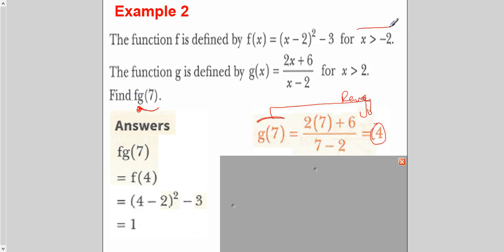Let's check. The domain of f was x greater than minus 2. And 4 comes within this category easily because 4 is greater than minus 2. So the condition is satisfied, and we will continue, right? So you solve it and you get 1. It means the answer of this is 1. Okay? This was a simple question. He was not asking what if it is not. Those I will cover in my 5th video. I'm just explaining the concept with simple examples here.